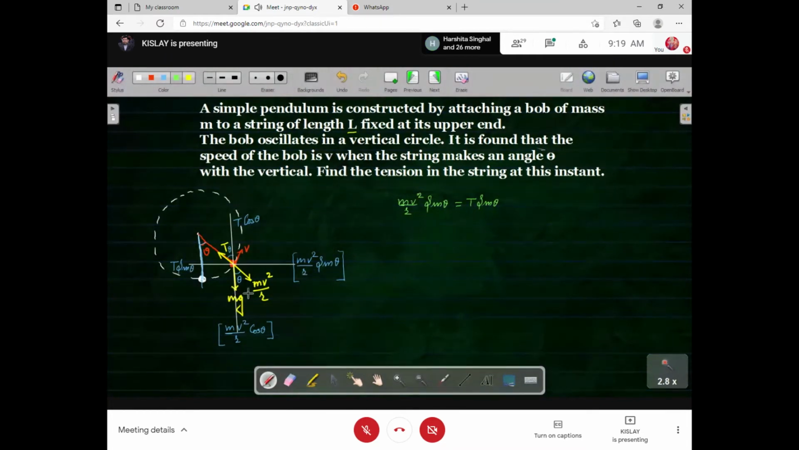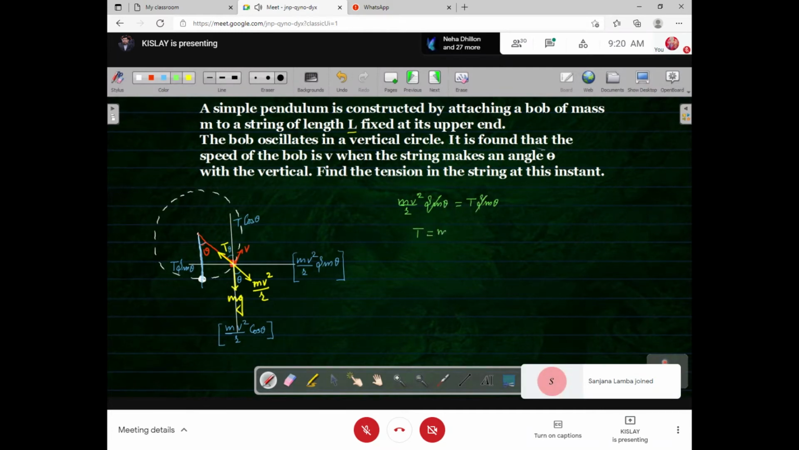Yes sir. 1 minute. Just have some confusion. Velocity is v, length is l, angle is theta. Then, one minute, okay. And sine can be cancelled out. We will get T is equal to mv square upon r.